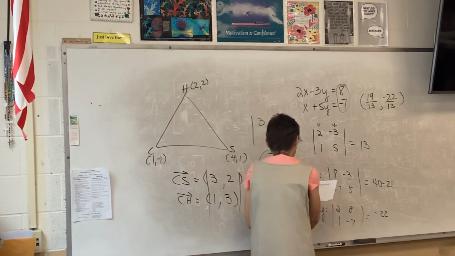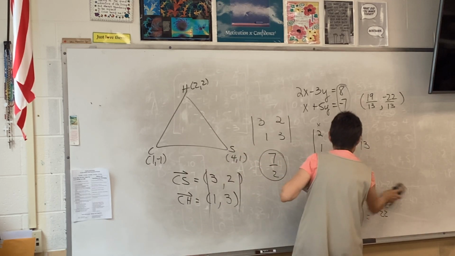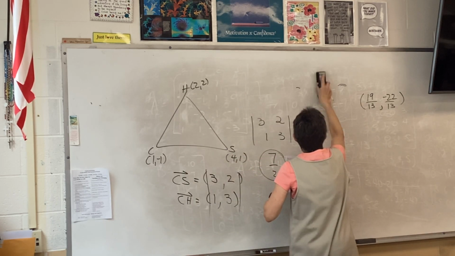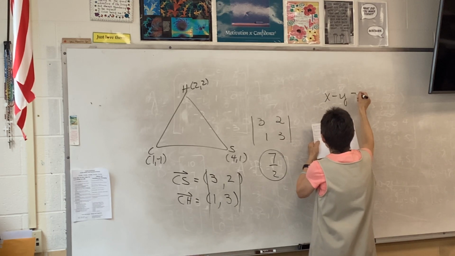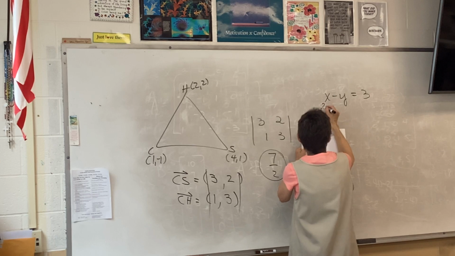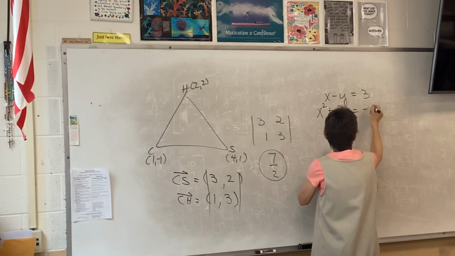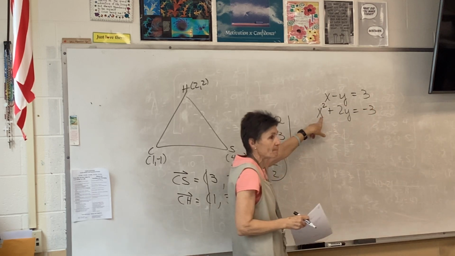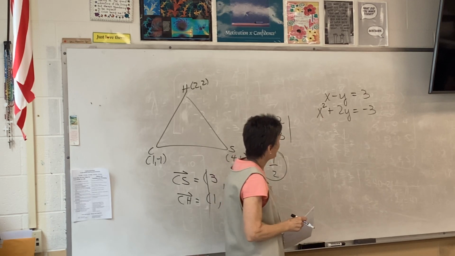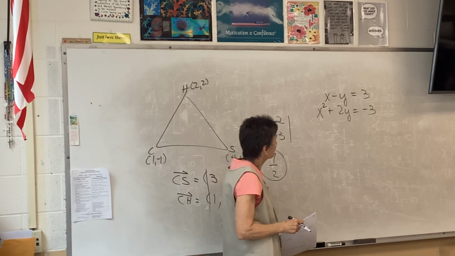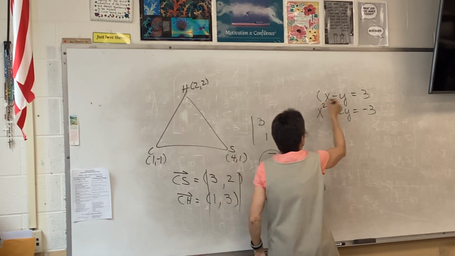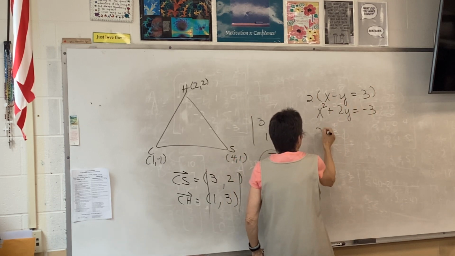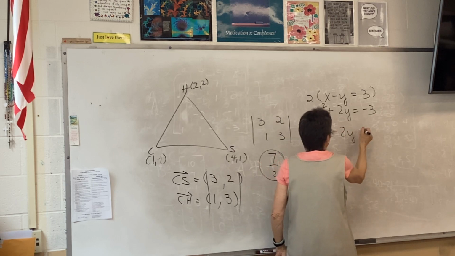One more. What do you want to do with this guy? Not Cramer's rule, folks. Not Cramer's rule. See that? That messes everything up. So what do you want to do? So, I think I'll multiply the top row by 2. So I'll have 2x minus 2y equals 6.